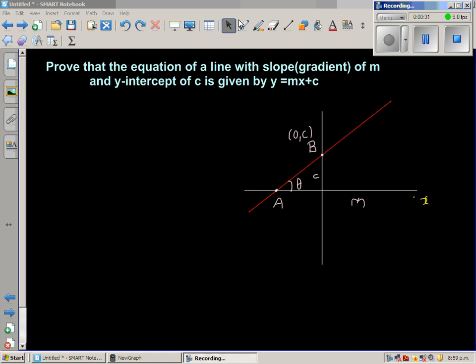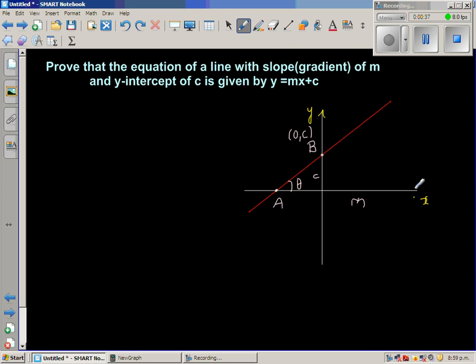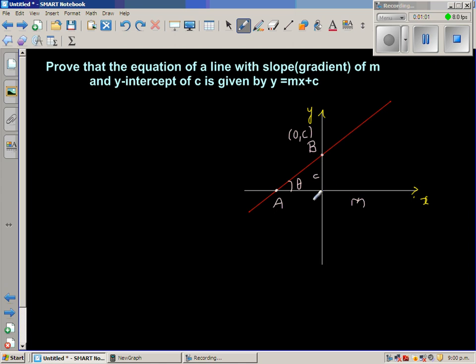So this is your x and y axis. This is your y axis, and this is your x axis. I've drawn an arbitrary line, which makes an angle of theta with the positive arm of the x axis, and B is the point where the line intersects the y axis. So you can say O is the origin. And the coordinate of B is 0, comma C. So this distance OB is equal to C, because the y-intercept is C.